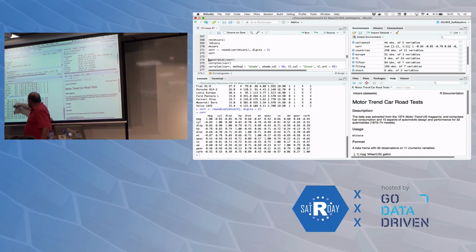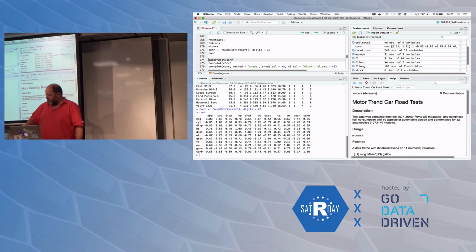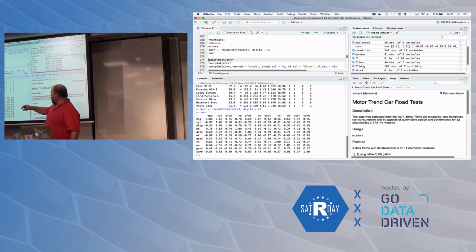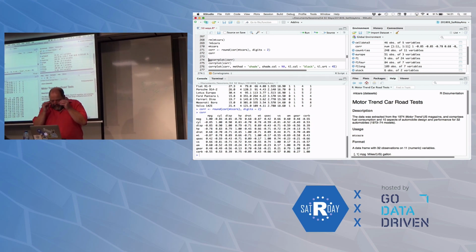Or horsepowers and mileage, they're negative, so in principle it says the more horsepowers you have, the more fuel you'll be using, because, you know. So, and each of these measures has a correlation to the other, and there are packages, of course, to visualize that.